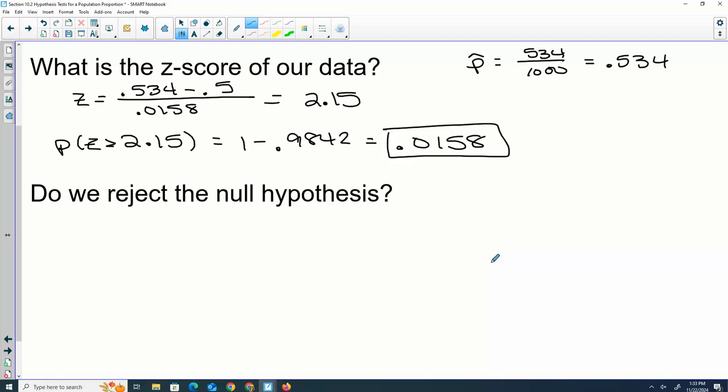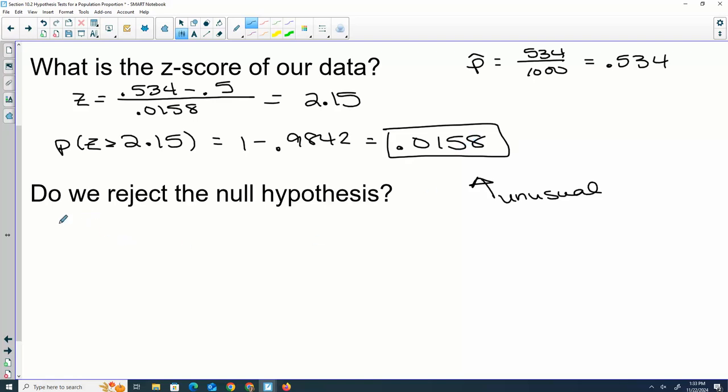Most of the time, I will give you an alpha level. If I don't, we're just looking for anything unusual. What's the definition of unusual? Less than 5%. Did this problem give an alpha level, if you look back? No, there was no alpha level given. So, is this unusual? Yes. So that means if the null hypothesis is true, there is a 1.58% chance that I got the p-hat I did from my sample. So what does that make you think about the null hypothesis?